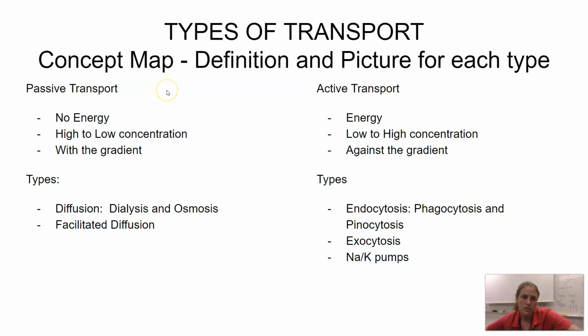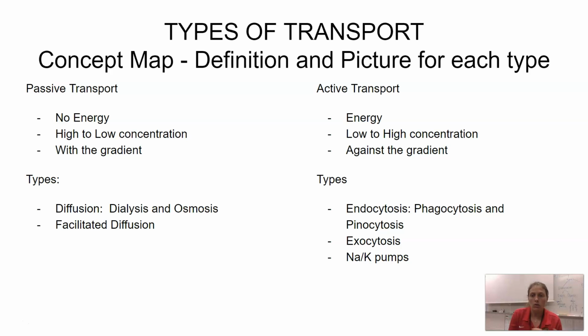In passive transport, we have no energy required. We have high to low concentration. We go with the gradient. This is talking about the flow of particles, where particles are located. We also have active transport, which does require energy. It goes from low to high concentration. So we're going against this natural gradient of where all the particles are located.